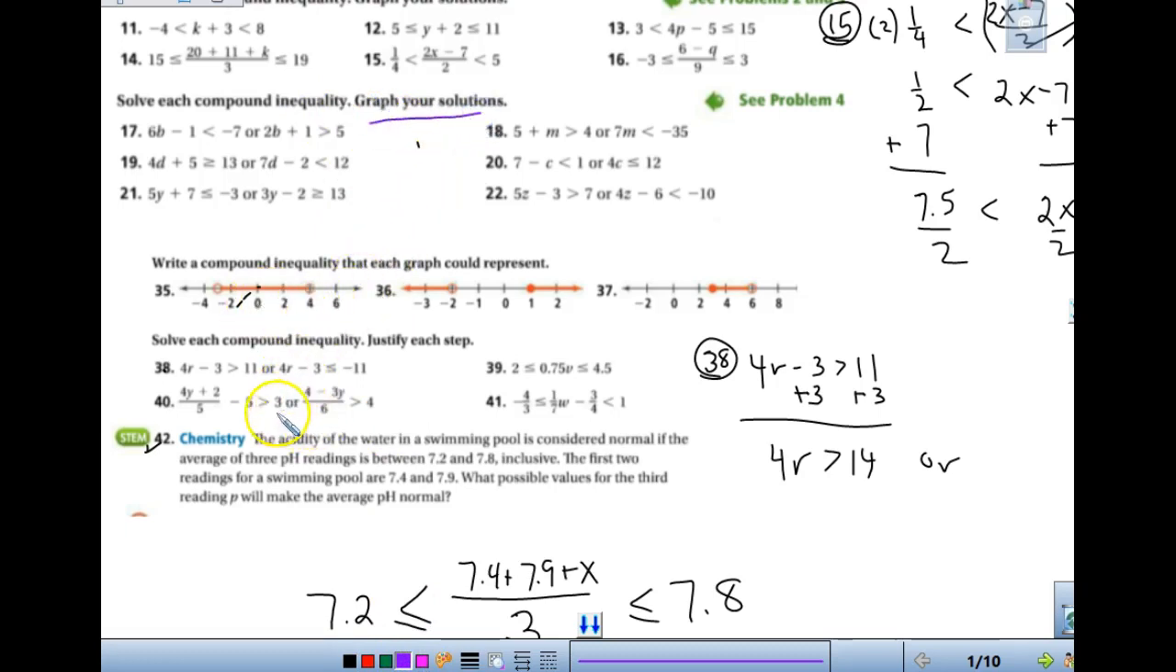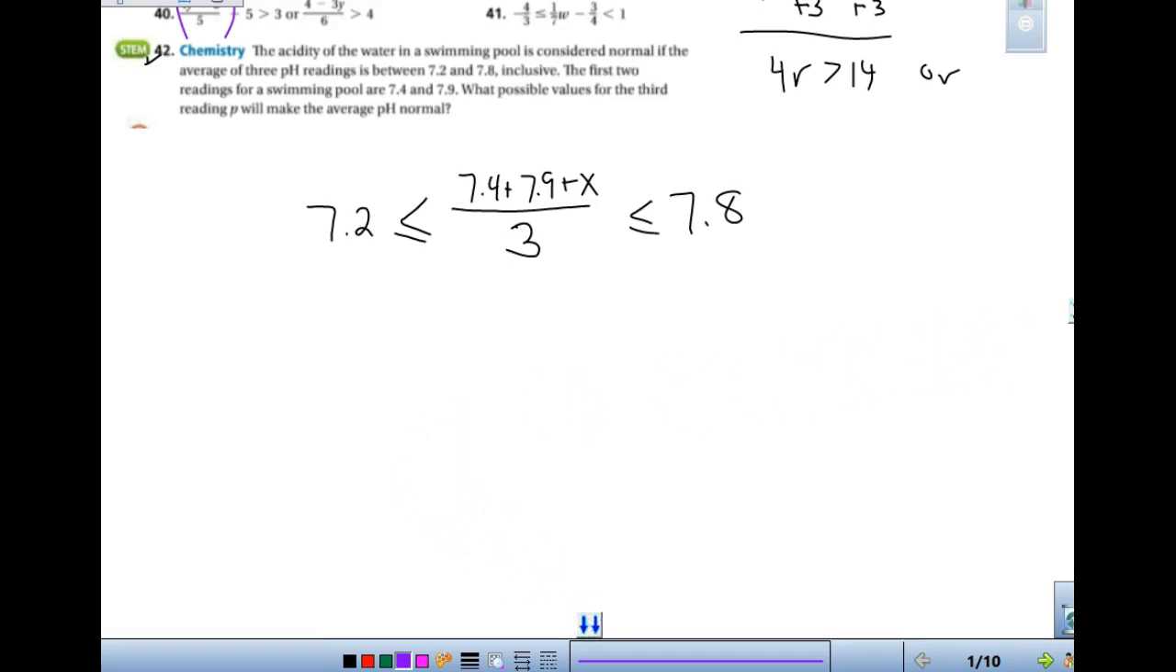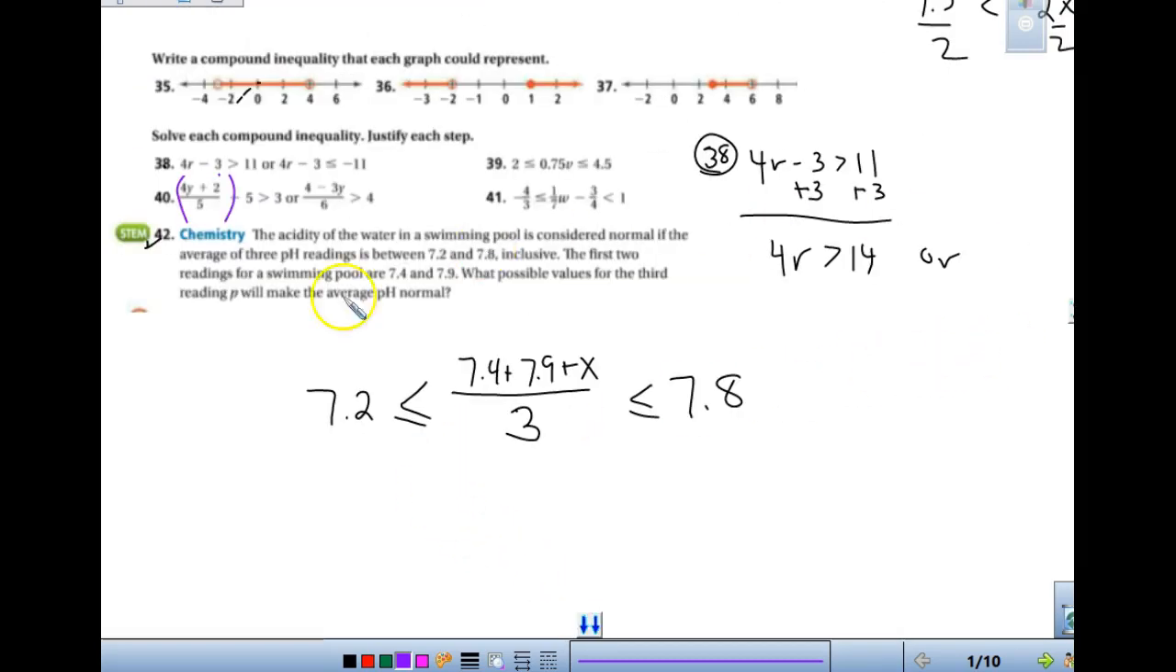Okay? 40, my hint is if I was looking at 40, I would have first added 5 to get this whole parenthesis by itself. I'm not exactly sure what the question was, but I would have added 5 first. So I have 4y plus 2 in number 40 is going to be greater than 8, and all of this was over 5. Now I would multiply by 5 on both sides to get rid of this. And then I finish solving.